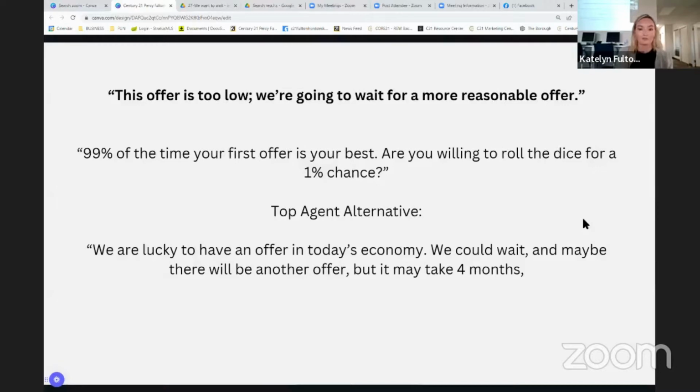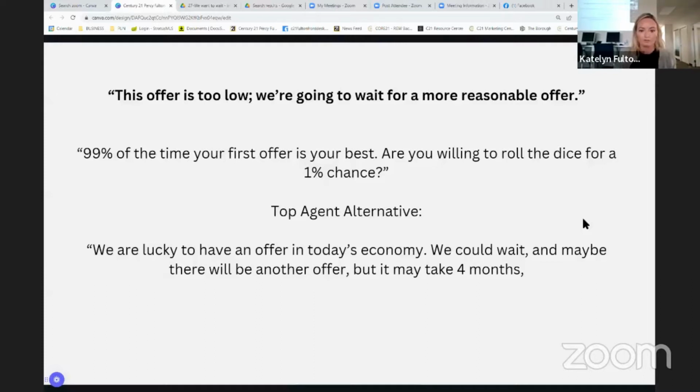Or have? No? Okay. Well, 99% of the time, your first offer is your best chance. Are you willing to roll the dice for 1%? Probably not. That's like a small one. I think the other one to flip onto your sellers is, we are lucky to have an offer in today's economy. We could wait and maybe there will be another offer, but it may take 4 months. Do you want to wait? So that's the last one I have for your sellers there.